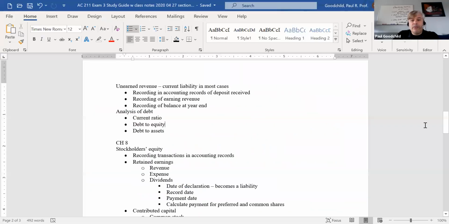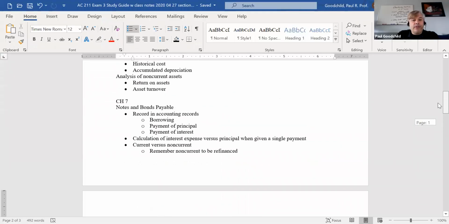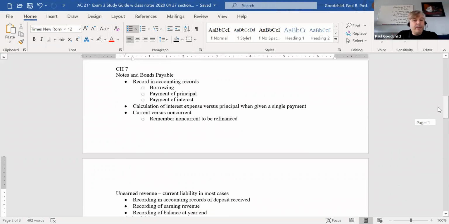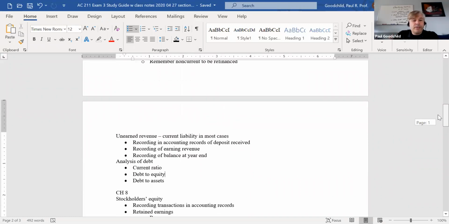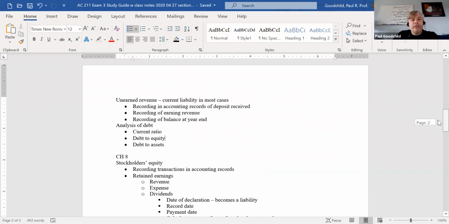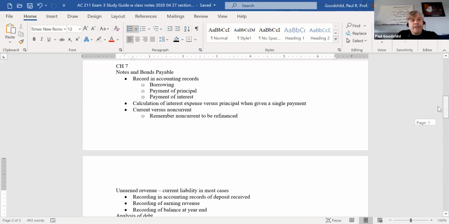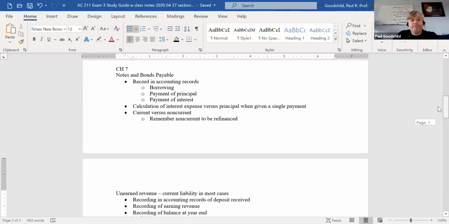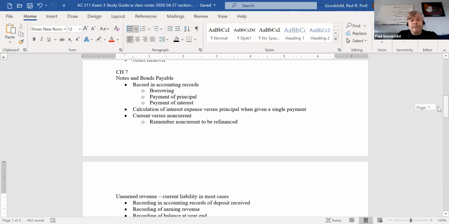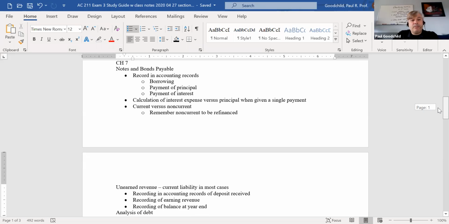All right, so back to our study guide. Have the list here: notes and bonds payable, calculation of interest expense, unearned revenue, and analysis of debt. Any questions about the topics in chapter 7? Any of the problems from homework or classwork that I can answer any questions for you about? So I got a question, but it's on chapter 8. So I'm going to hold off for 1 second on that.